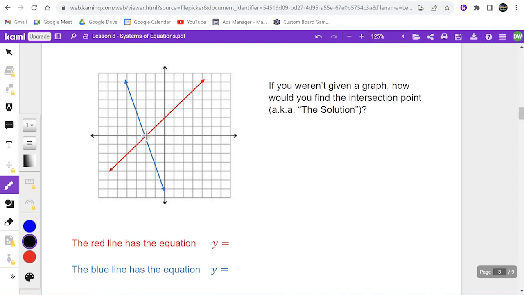Basically, the red line has an equation of y equals x plus 2 because the slope is 1 and the y-intercept is 2. And if you don't believe me, look for yourself. And then the blue line, it looks like the y-intercept is 1, 2, 3, 4, 5, 6. And then the slope to me looks to be about negative 3. So negative 3x minus 6.